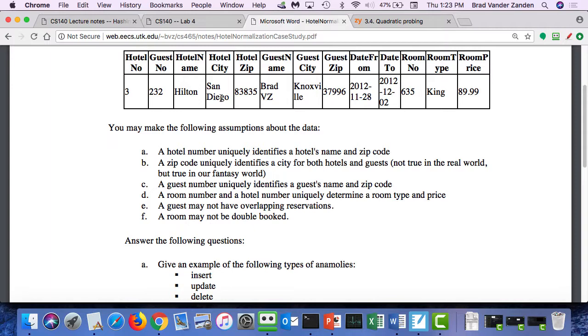Okay. So let's start with insert anomalies. Can someone give me an example of an insert anomaly? Remember, it's going to involve an entity.